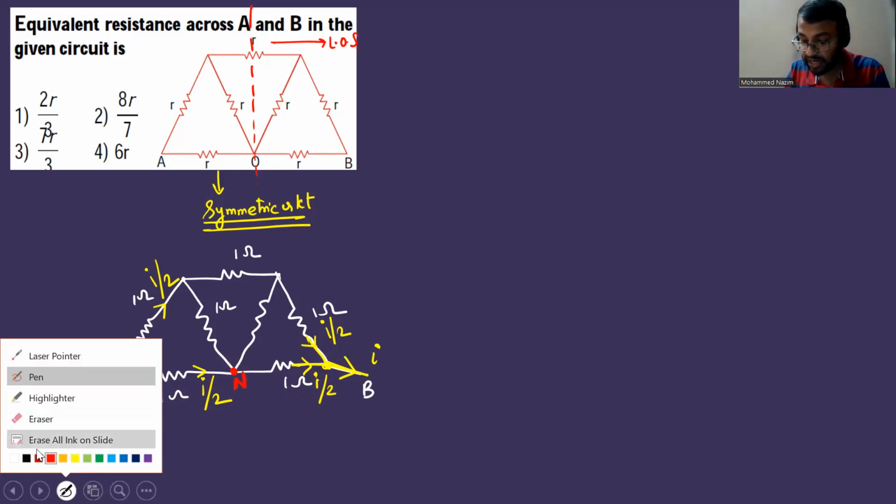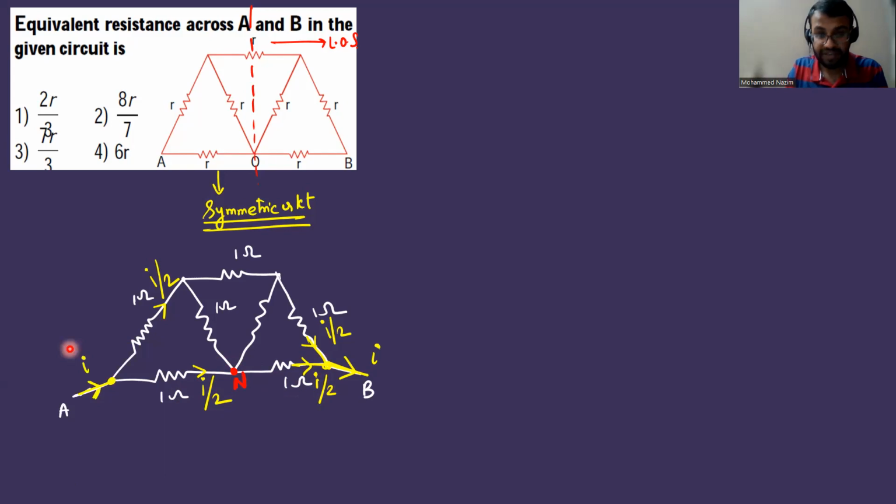If that node had some effect, what should have happened? This I by 2 which was flowing here should have got divided here, here, and then here. Some current should have flown here, some here, some here. But you can see that whatever I by 2 is entering, the same I by 2 is leaving. That means there is no division of current happening at this node. Entire I by 2 that is entering, the same I by 2 is leaving.